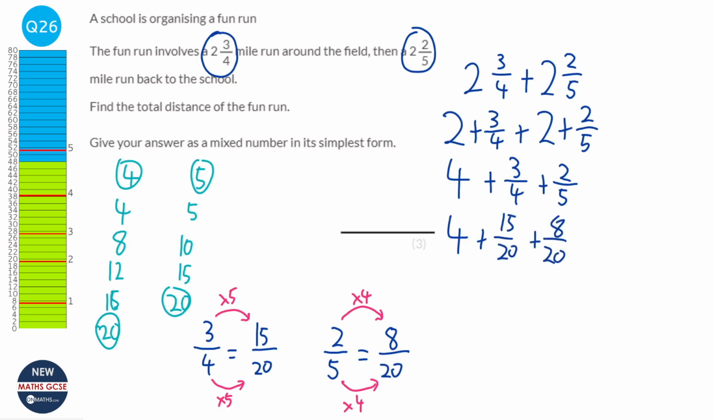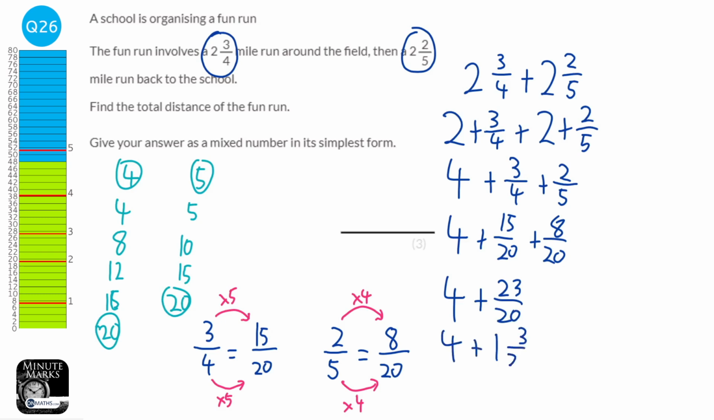So we need to add the numerators. 15 plus 8 is 23 over 20. Now that is a top-heavy fraction, so we can rewrite that as 1 and 3/20. And we can add the 4 and the 1 together to make 5 and 3/20. So the answer is 5 and 3/20.